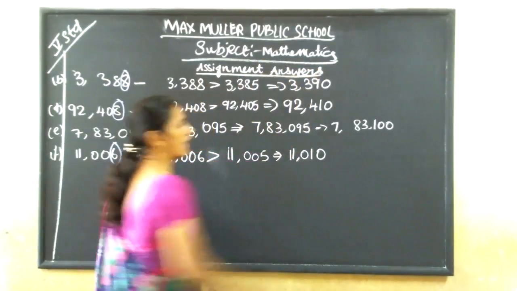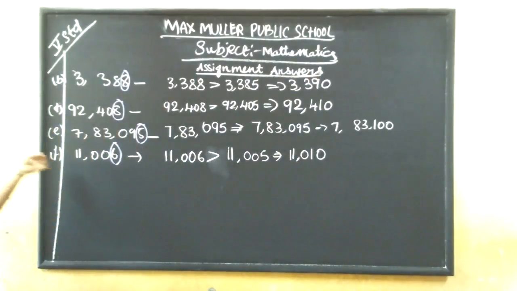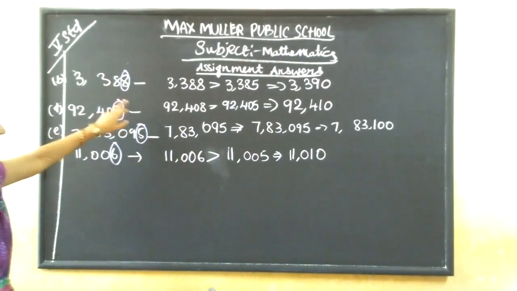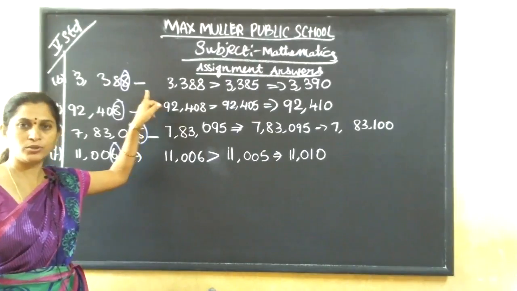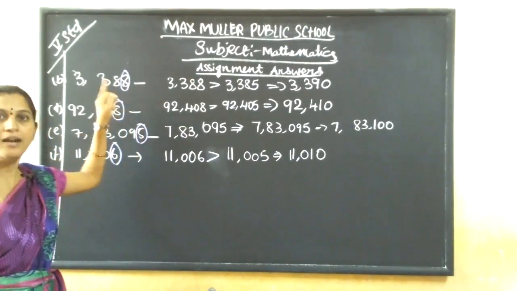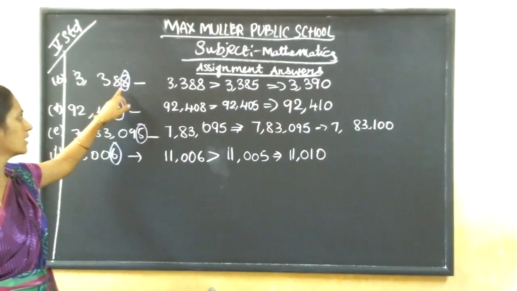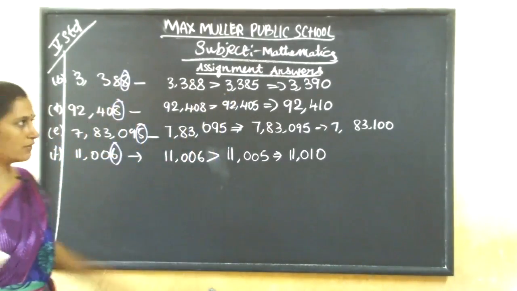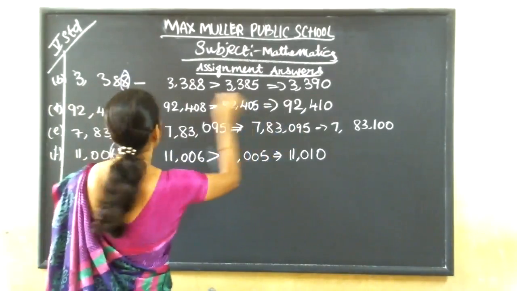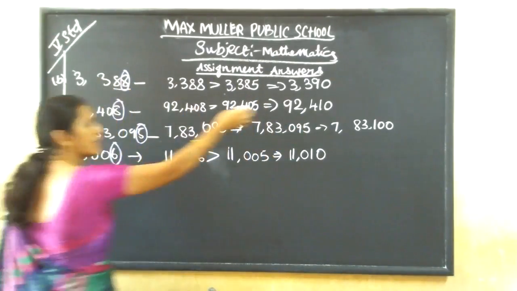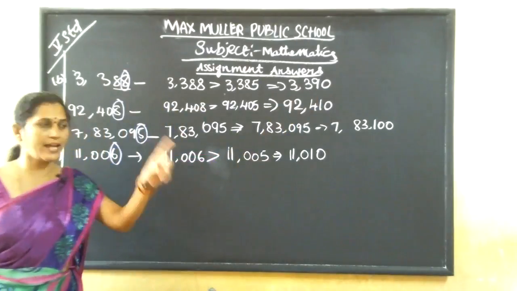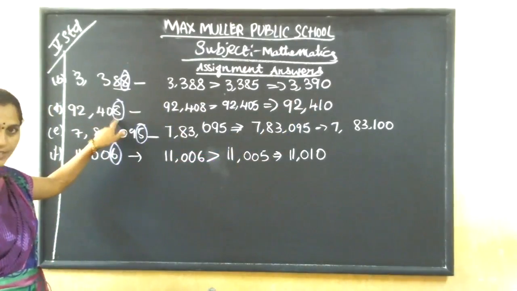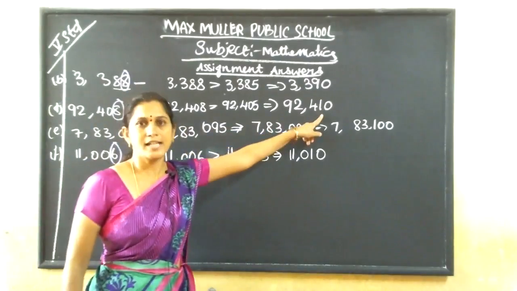Check it once again, all of you. Check your answers. Got it, children? Everybody? Then for tens, round to the nearest tens means you have to see the ones column. When we are seeing the ones column, it should be greater than 5 or equal to 5. Then we have to round to the next. 80, after that the next 10 is 90. So I have written 90. Next, here 8 is greater than 5, so I have written 10.